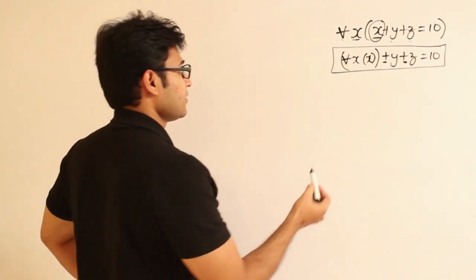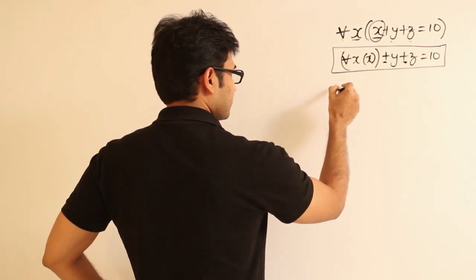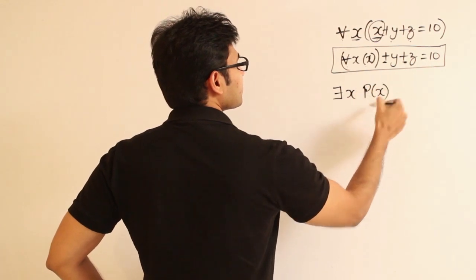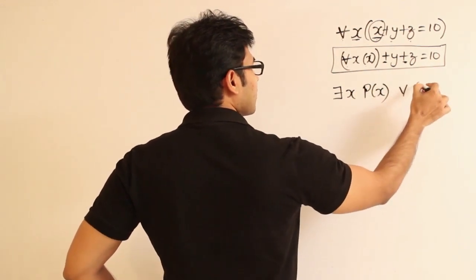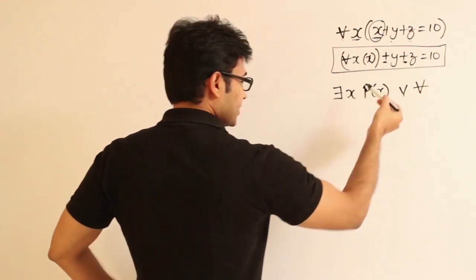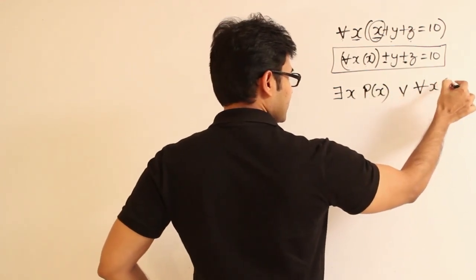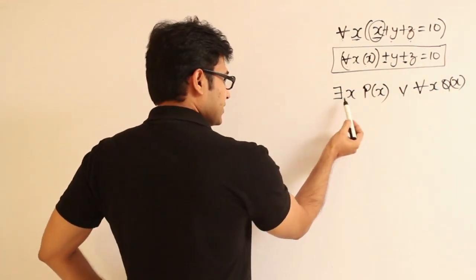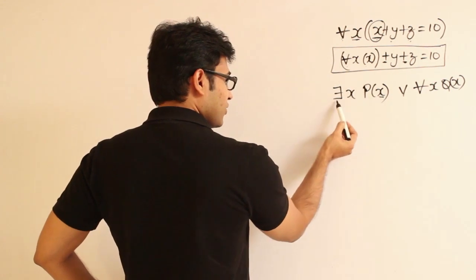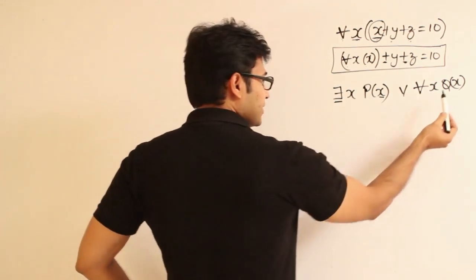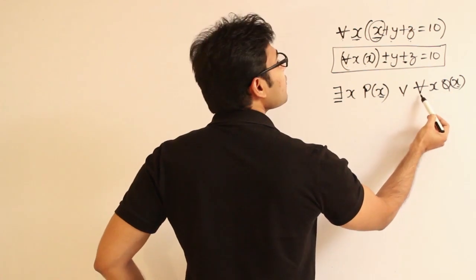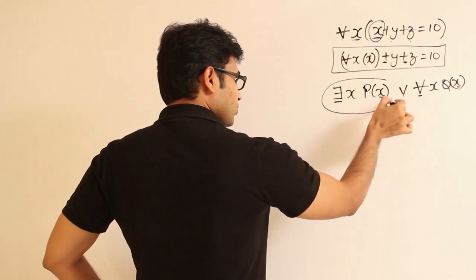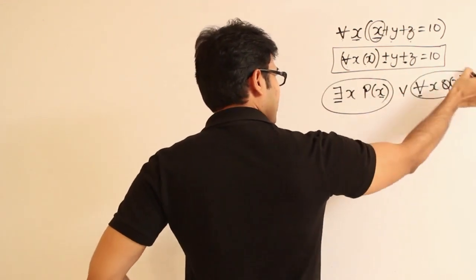Now let us say we have something like this: for all x p of x, or there exists x p of x, and then for all x q of x. Now in this case, this x here is bounded to the quantifier there exists, and this x here is bounded to the quantifier for all, right? Therefore these two have to be separately implemented.